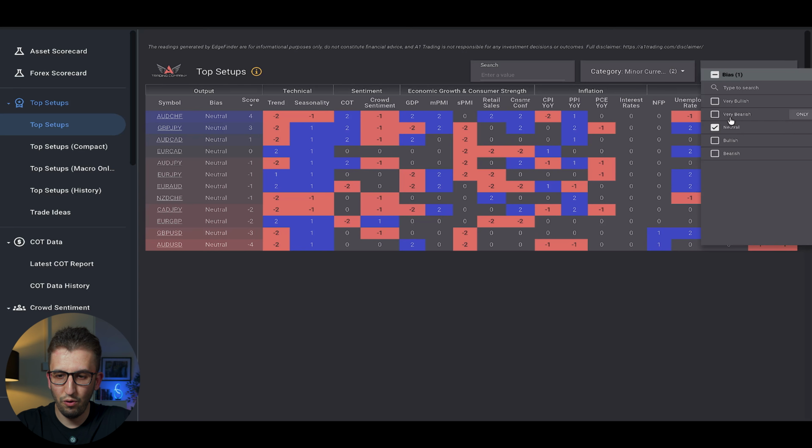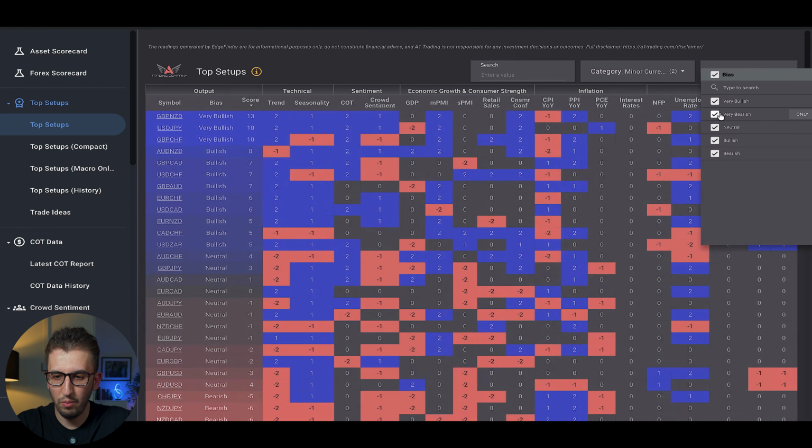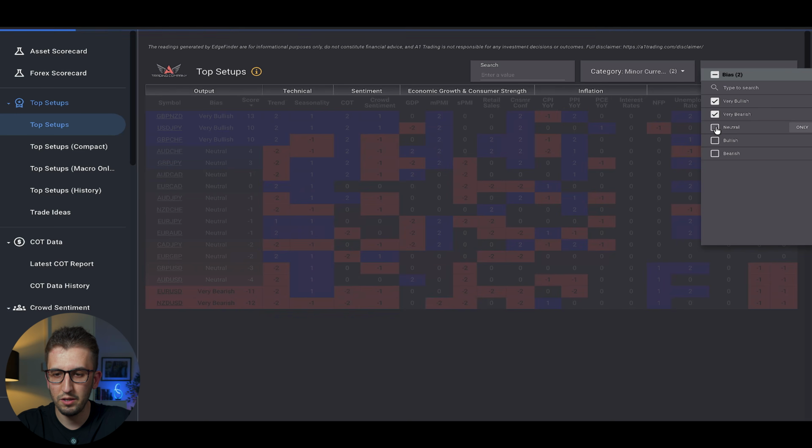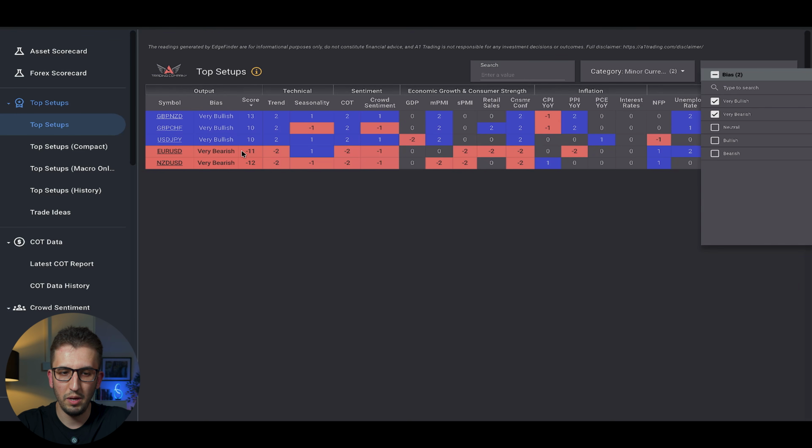What I would recommend is understanding what market conditions you need for your strategy. So if you need trending markets, then you'll probably find it more useful to take off neutral, and you'd probably want to just be in very bullish or very bearish pairs. So then this would be your watch list.